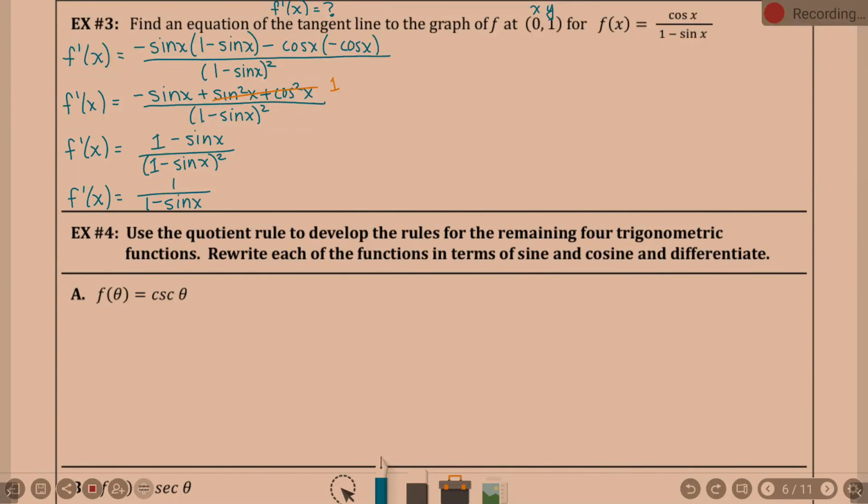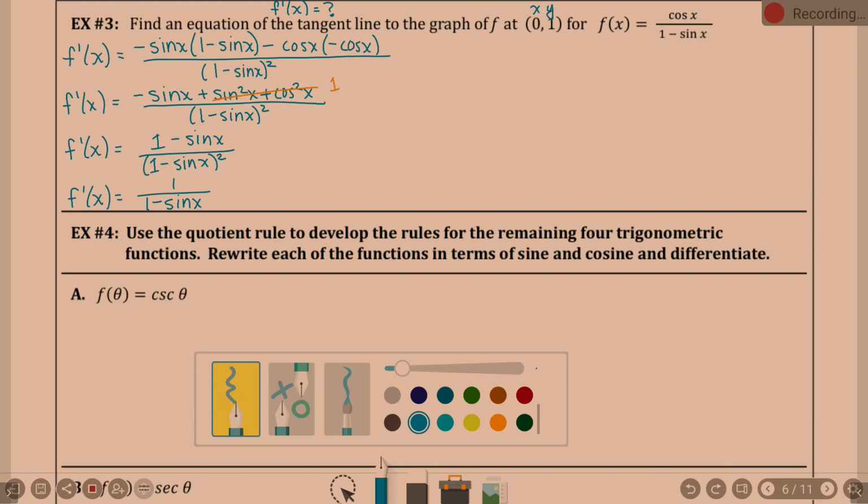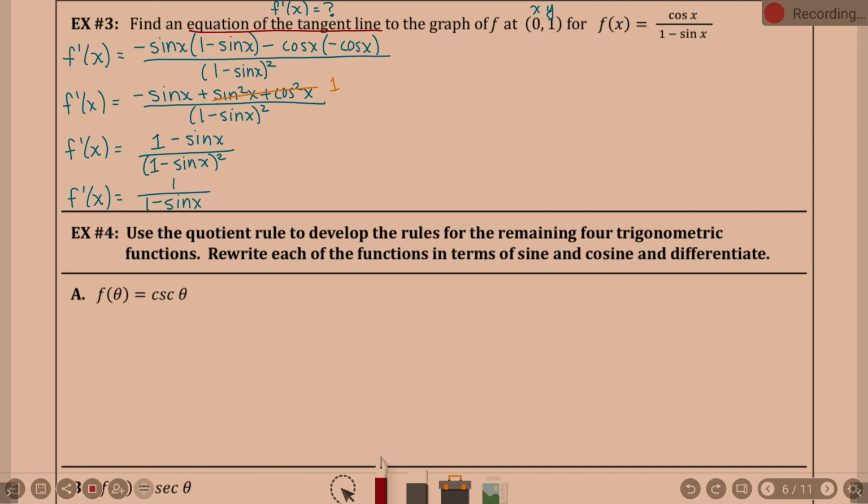We left off with example 3. We had taken our time, we had used the quotient rule to find the derivative, and we had reached the point where the derivative of f of x is 1 over 1 minus sine x. Our job was to write an equation of the tangent line. So what do we need to do to write an equation of the tangent line?